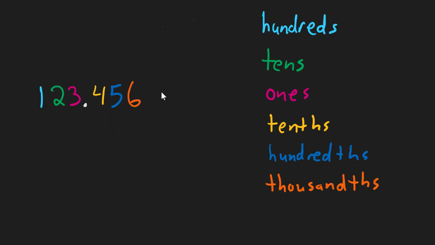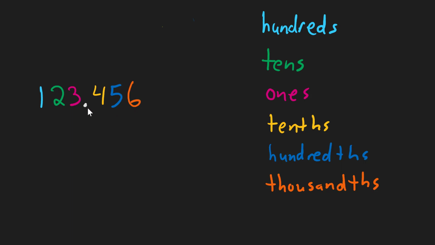So before we go into this problem, let's very quickly review some terminology when it comes to place values. So we have this number 123.456, and this 1 is in the hundreds place, this 2 is in the tens place, this 3 is in the ones place, and then we have this decimal value 0.456.